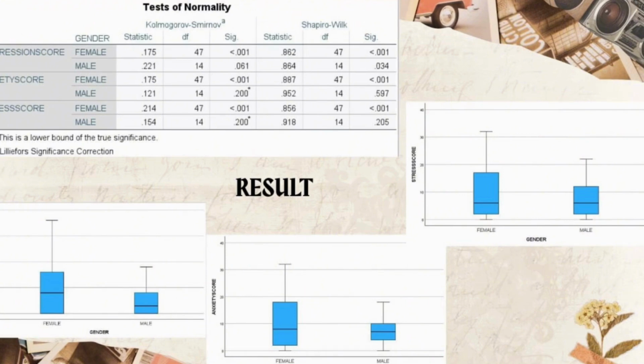Based on the box plot, the median depression score for female is higher than for males, indicating that females tend to have higher level of depression. Box plots for anxiety score for female is higher than for males, indicating that females tend to have higher level of anxiety. Further outliers were identified and removed to reduce the influence of extreme value on the analysis.